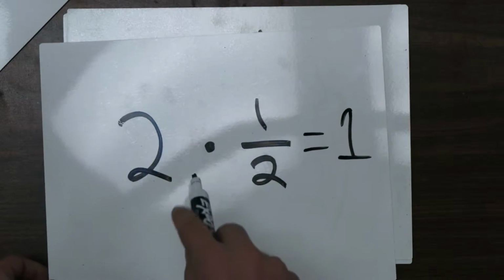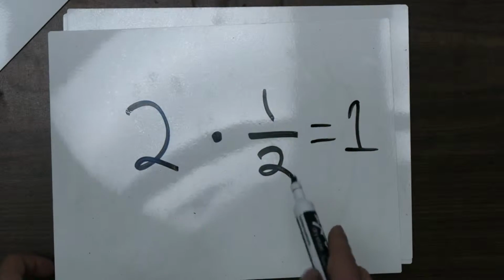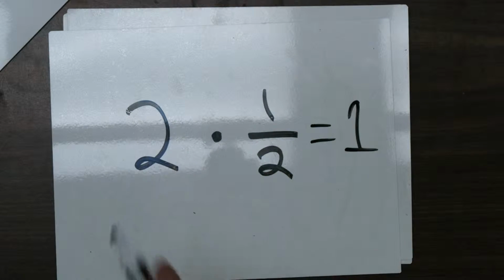You also notice that when I take a whole number and multiply it times 1/2, my answer is half of the number that I'm multiplying 1/2 by.